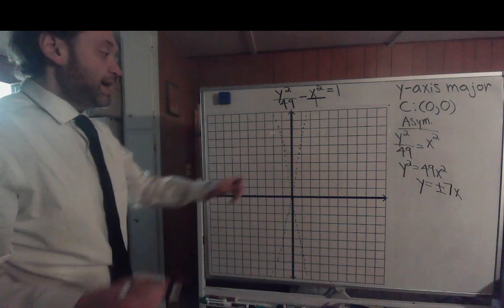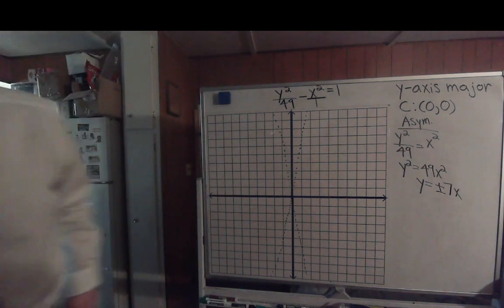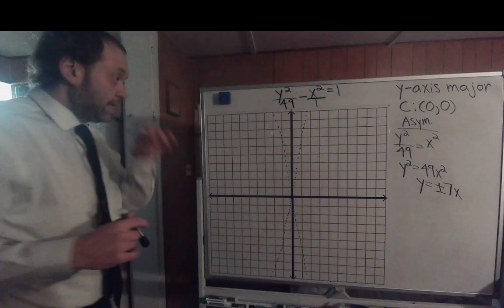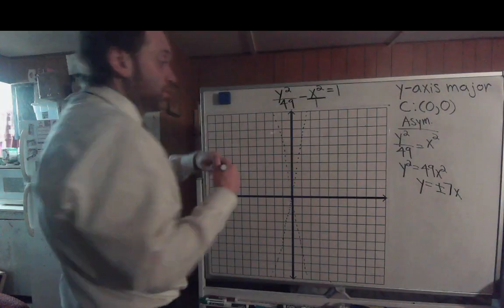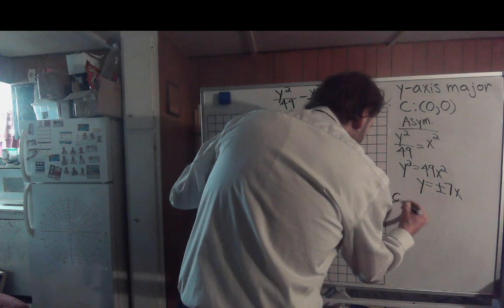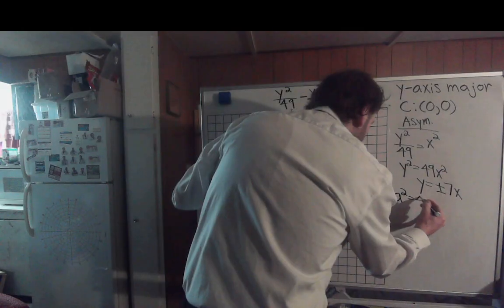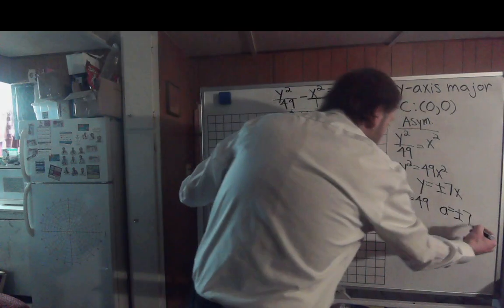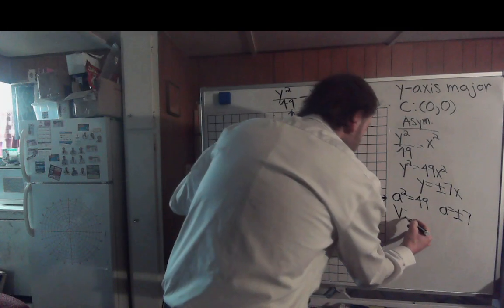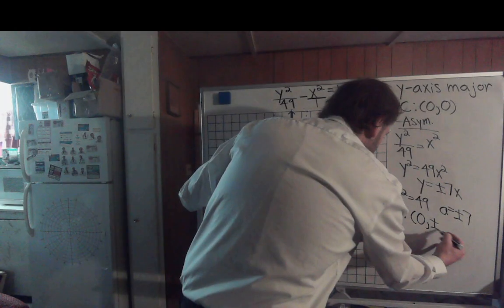Alright, so there's your asymptotes. Now, we also need to find the vertices. So that means a squared equals 49. So a would have to equal plus and minus 7. The y-axis is your major axis, so your vertices can be found at 0, plus and minus 7.